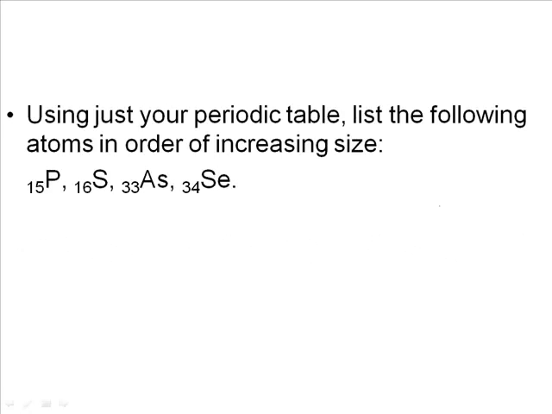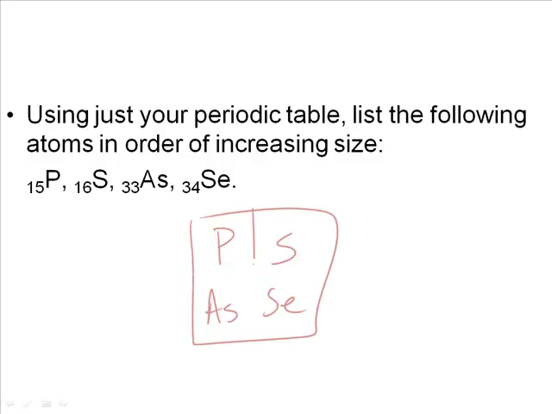Okay, so here we have one. Using just your periodic table, list the following atoms in order of increasing size. So we've got phosphorus, sulfur, arsenic, and selenium. So if we look at where they are on the periodic table, it goes phosphorus, sulfur, arsenic, and selenium. Okay, that's how they're organized on the periodic table. So in increasing size, it means we're going to start with the smallest one. The smallest of them is certainly not going to be one of these two. We know these two are going to be bigger because they're down farther on the periodic table.